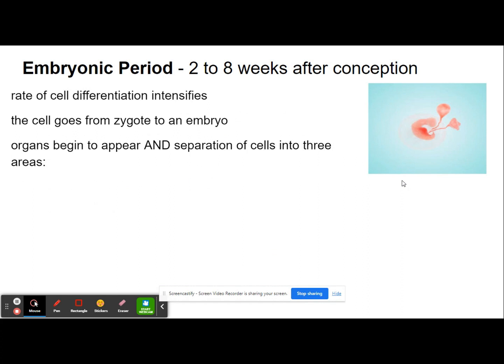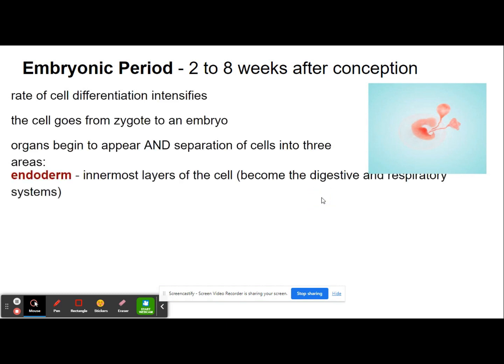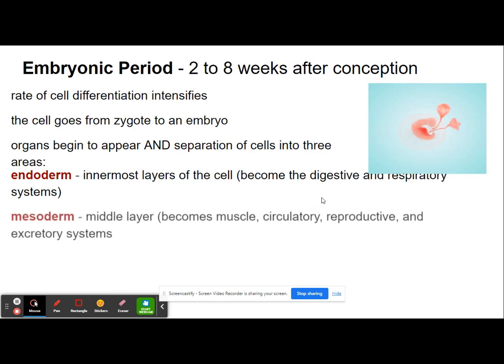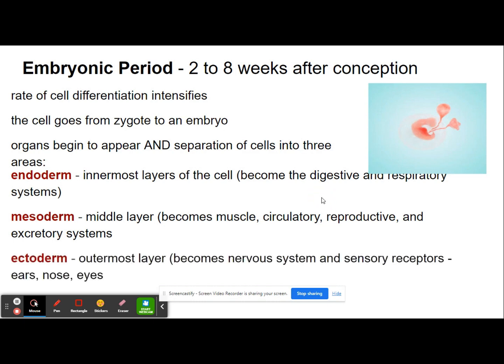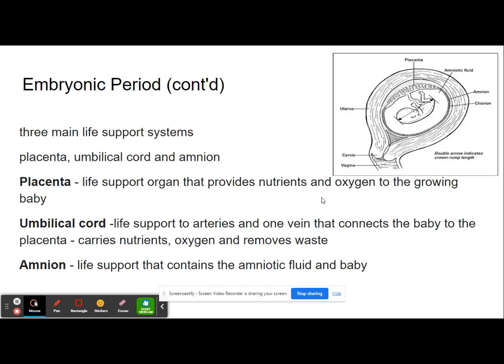Embryonic period, 2 to 8 weeks after conception. The rate of cell differentiation intensifies. The cell goes from zygote to an embryo. Organs begin to appear, and the cells separate into 3 areas. Endoderm, the innermost layer of the cell, becomes the digestive and respiratory systems. The mesoderm, the middle layer, becomes muscle, circulatory, reproductive, and excretory systems. And the ectoderm, the outermost layer, becomes the nervous system and the sensory receptors. Think of ears, nose, eyes, the senses.